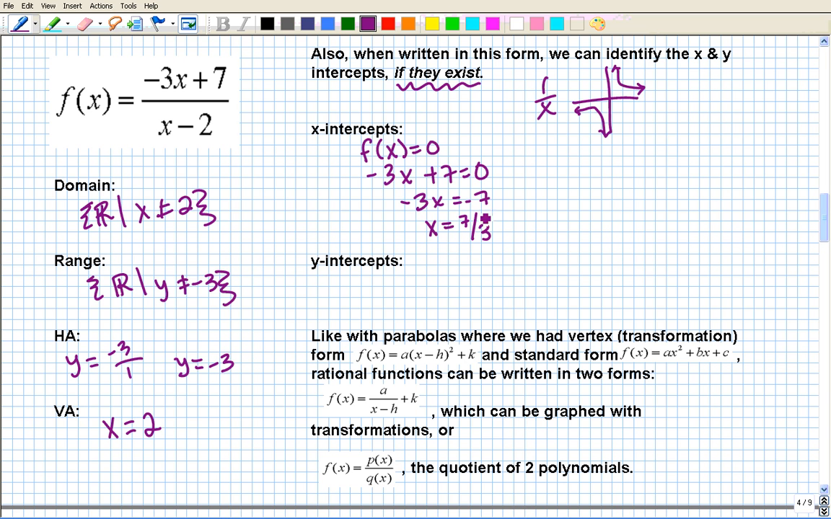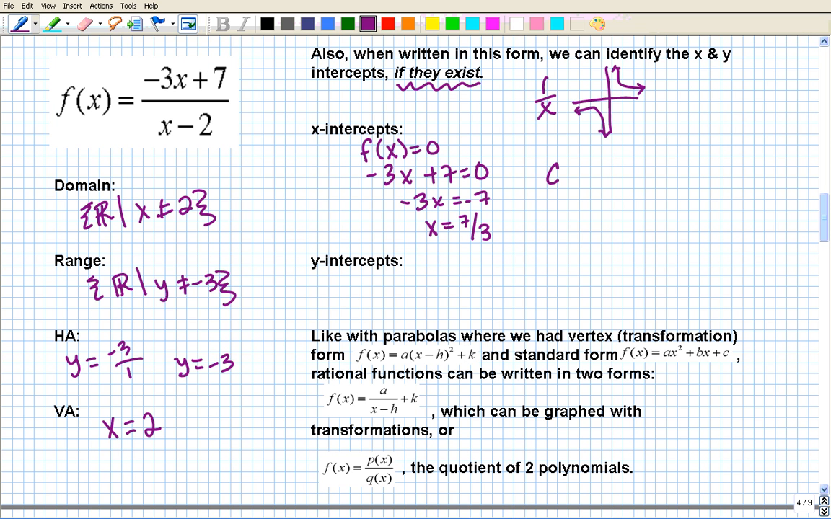Then I found my x-intercepts. And remember, whenever graphing, the x-intercepts, the roots, and the zeros all mean the same thing. So if you're asking for the zeros or the roots, finding the x-intercepts will do the same thing. But again, for x-intercepts, you take the numerator, set it equal to 0, and solve for x.